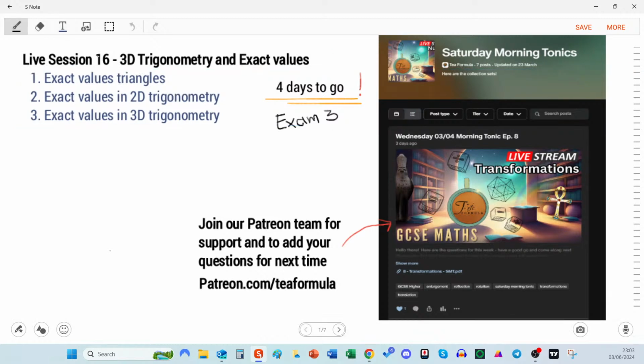So today we're looking at live session 16. 3D trig and exact values. There's nothing much more to 3D trigonometry than there is 2D, except your ability to conceptualize it in 3D and draw out where that triangle is. And sometimes a diagram can be invaluable. We'll look at the exact values. We'll look at exact values in 2D and also a bit in 3D.